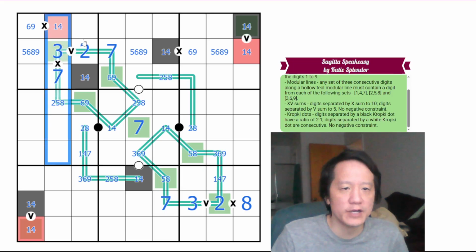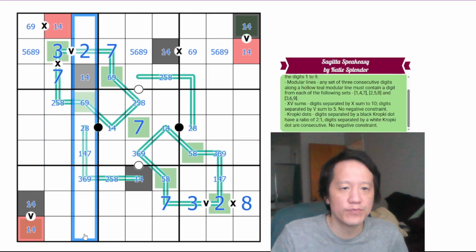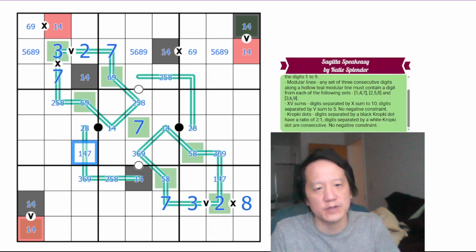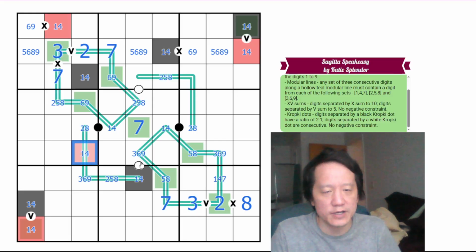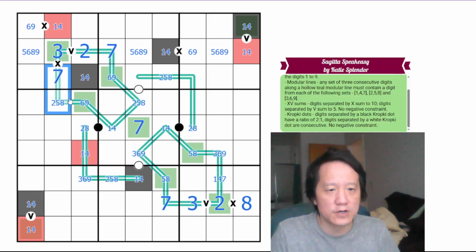Where is the red in column 3? Can't be here because of the red in the box. Can't be here because of the red in the box. These are different sets, so they can't be 1 or 4. Therefore, it must be here. So this is red, guaranteed. Dark has to be one of these two. We're not sure which. Red is going to be one of these two.